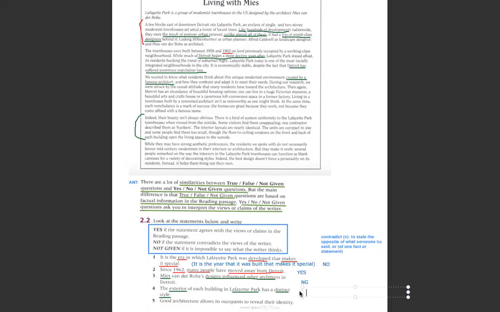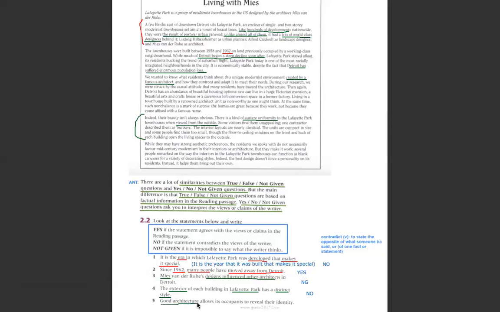Distinct meaning unique, they're all different. So it looks like most of you have got the answer no, which is correct. And that's because it says they have a kind of austere uniformity. They're all the same when viewed from the outside, the exterior. All right, the last one, number 5.